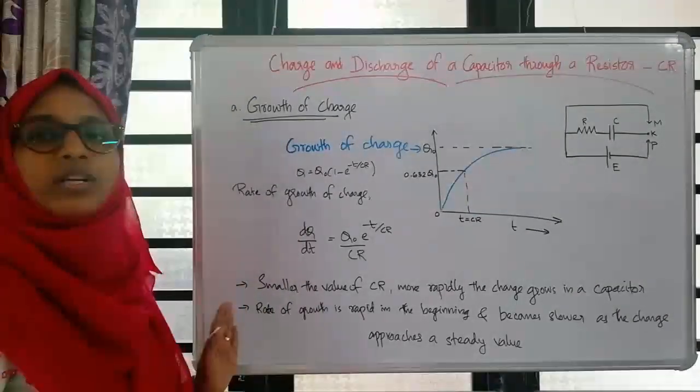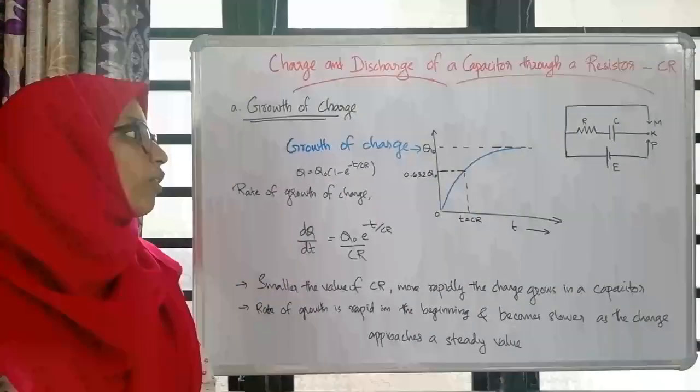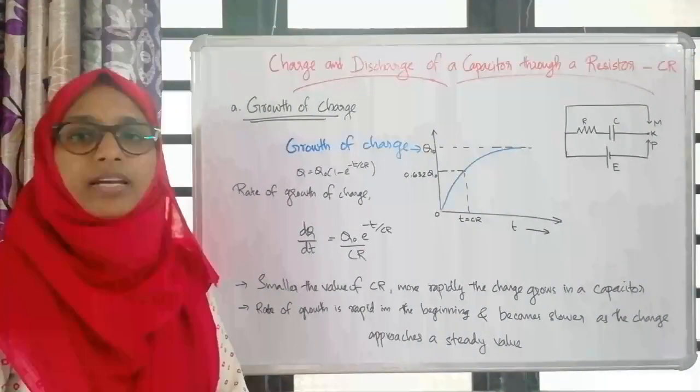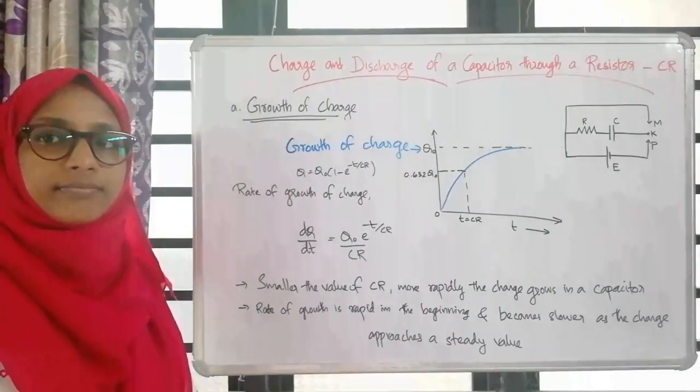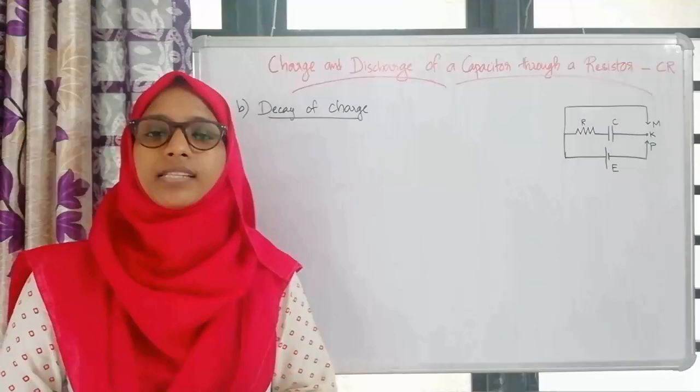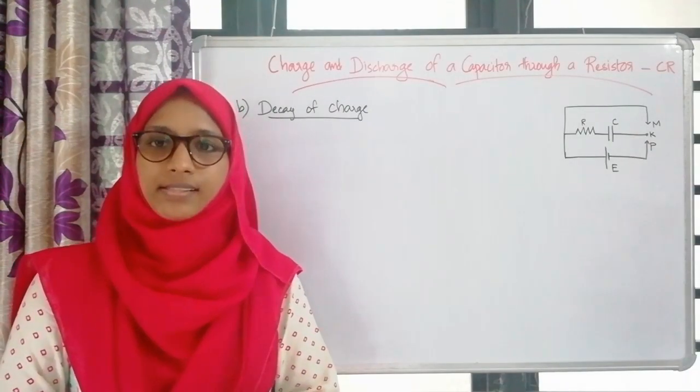We can find out this theory. This is all about the growth of charge in a capacitor when it is connected through a resistor. Now we can discuss the decay of charge, or discharging of a capacitor through a resistor.